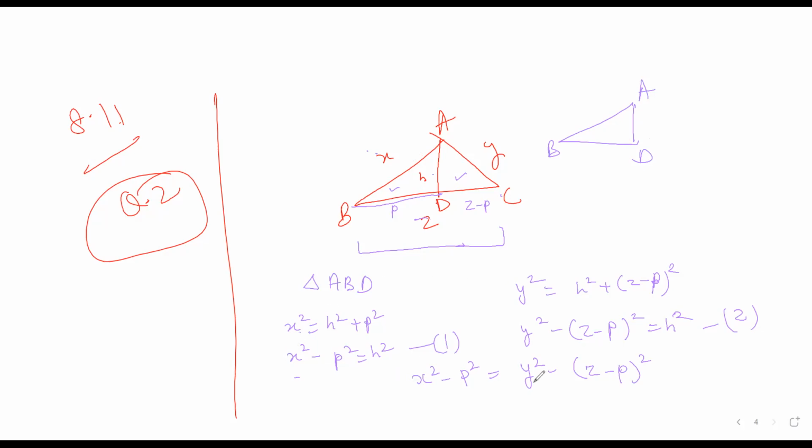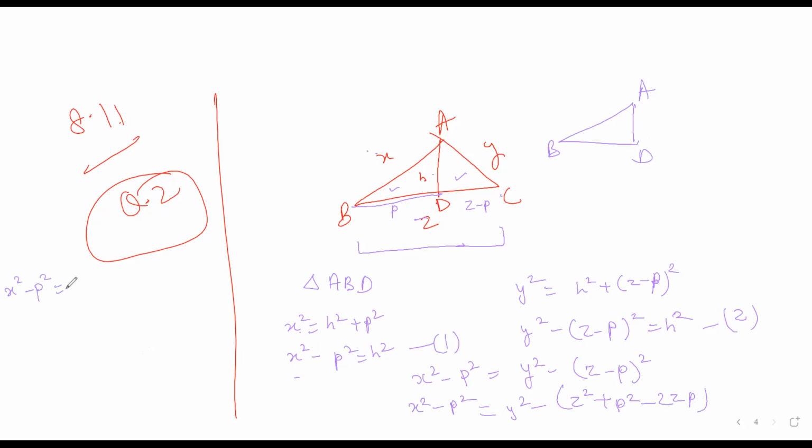Now we are just comparing h squared with h squared. So this is what we get: x squared minus p squared equals y squared minus, expanding this bracket, z squared plus p squared minus 2zp. This is a squared plus b squared minus 2ab.